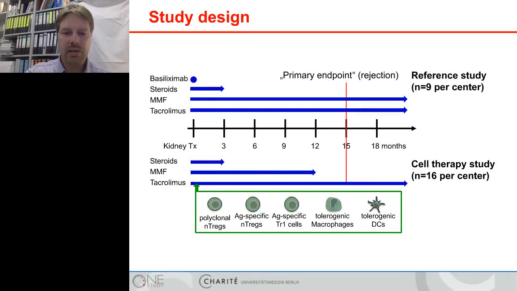So the second slide here shows the study design. All trials have a runtime of 15 months, whereas graft rejection is the primary endpoint. Each center is performing the same reference study using a standard medication, including an anti-CD25 antibody straight after transplantation and medication with steroids, mycophenolate mofetil, and tacrolimus. At least, the complete reference group includes 60 patients monitored over the 60 months after renal transplantation.